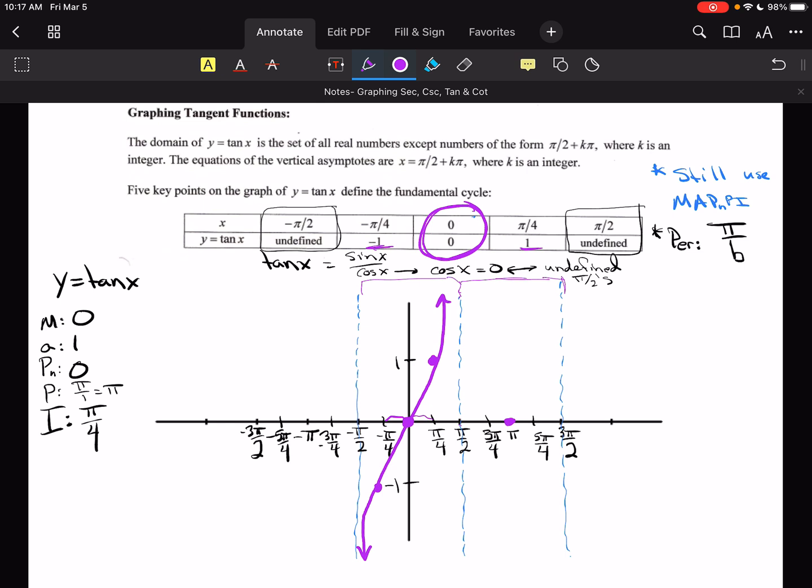Here's another period. In between the two asymptotes is where the center point falls. And then based on your interval and your A value, that's where my key points go.